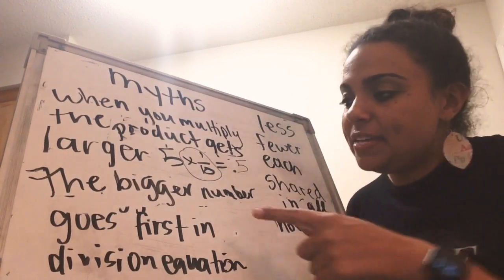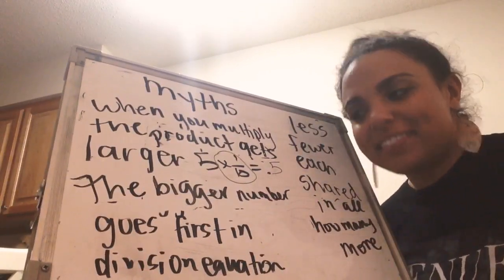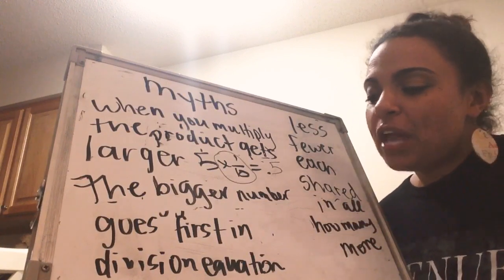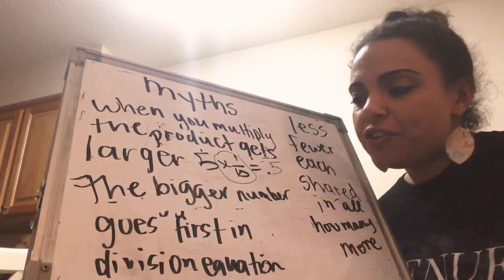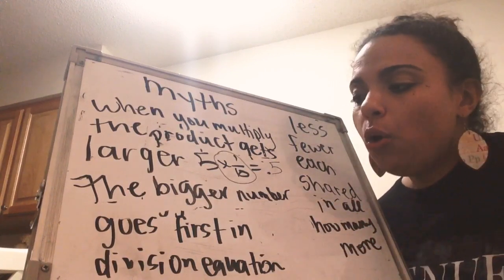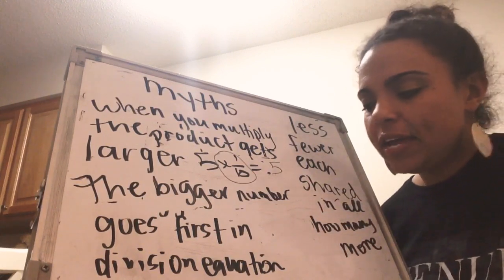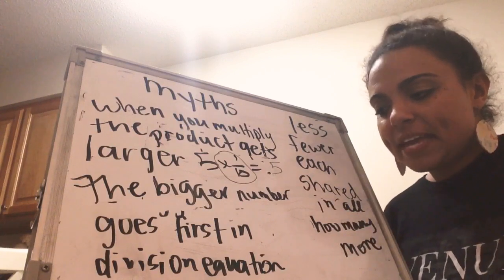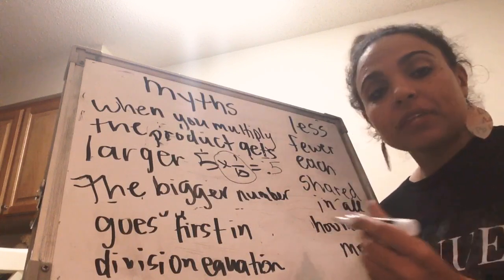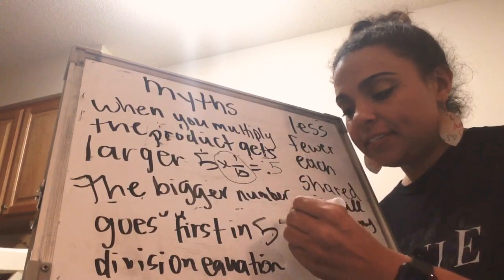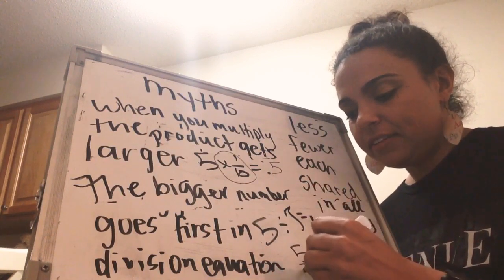The other myth is the bigger number goes first in a division equation. That is true sometimes. Sometimes that's not true. We first debunked this myth in our fraction as division standard, 5.NF.B.3, where we determined that fractions can be interpreted as division. Perfect example is 5 cakes being shared with 7 people. How much cake does everybody receive? Well, we have 5 cakes being shared with 7 people equals 5/7.